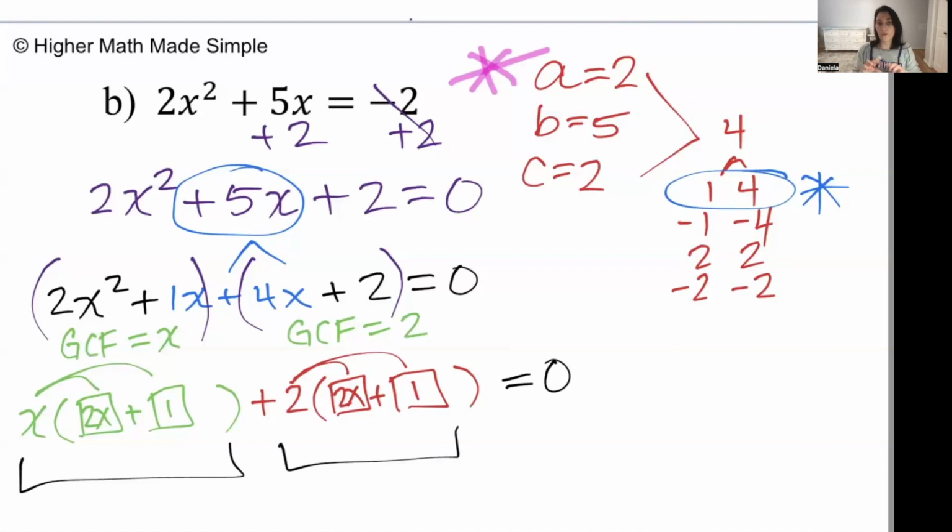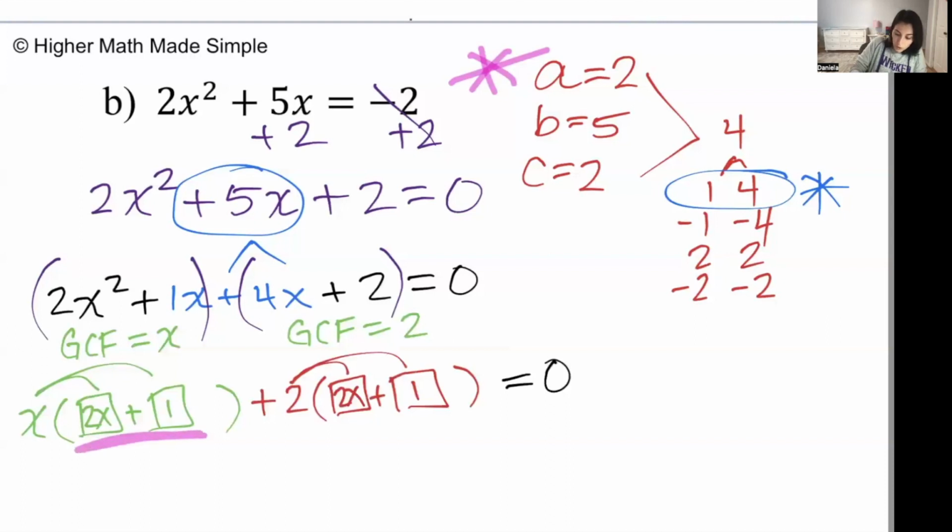So what do both of those terms have in common? They both have a parentheses 2x plus 1. So you're going to do the GCF method one more time. When you end up with this step, the reason you know you did it correct is because the parentheses match. If the parentheses do not match, either you did it wrong or it's not factorable, okay?